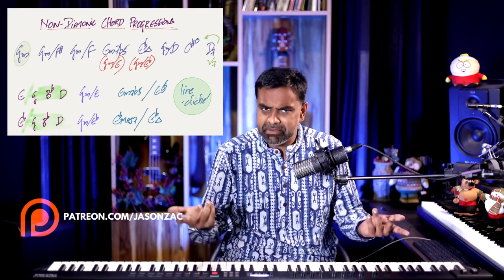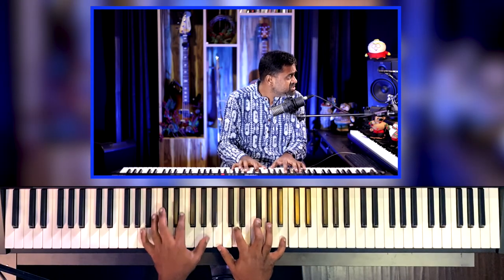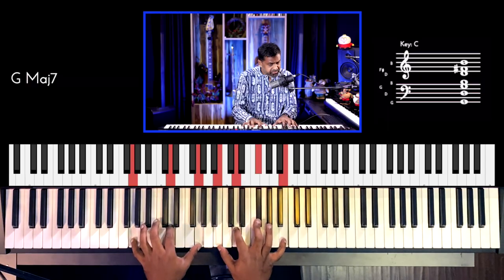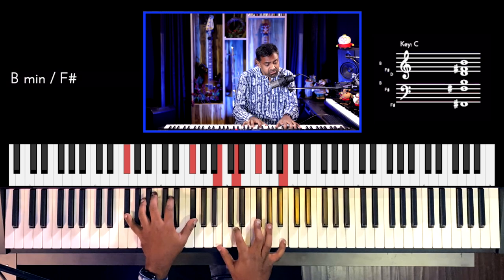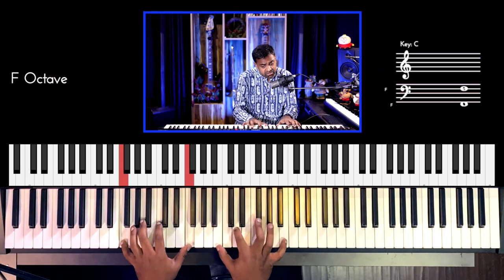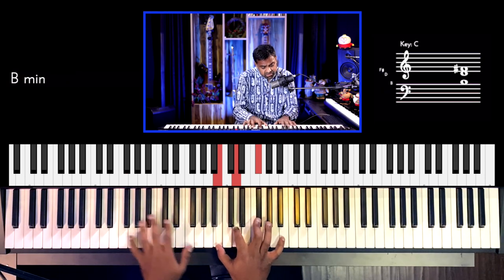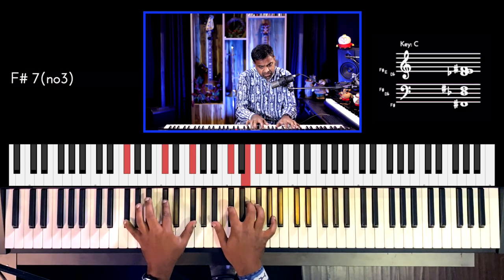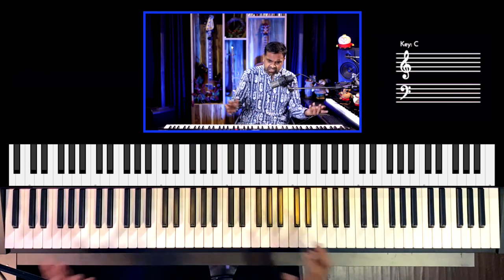So I'd encourage you to try this with pretty much any minor chord. So in this case, G minor. You could also do it with B minor. Pretty much any chord, really. So that was line cliche descending over a minor chord.